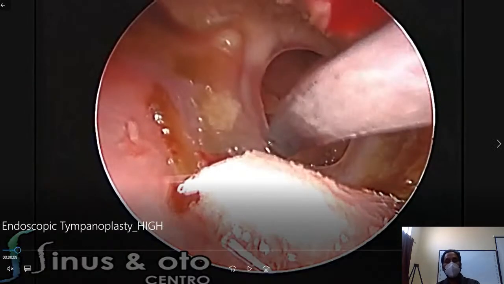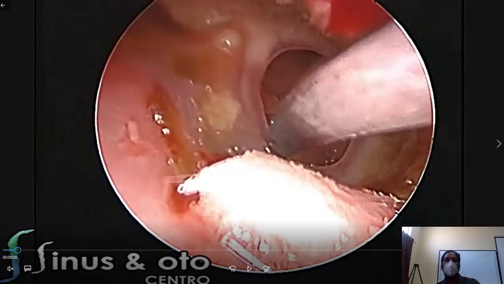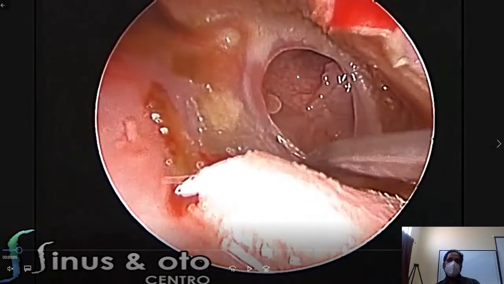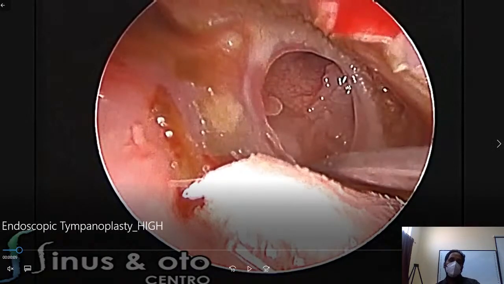Before this, you need to infiltrate the ear. This surgery is done under local anesthesia or general anesthesia. Most preferably you do it under local anesthesia. So you have to infiltrate all around the ear. Then you infiltrate local anesthesia, that is lignocaine or xylocaine, in the external auditory canal, so that the pain sensation will be lost and you can do it under local anesthesia.